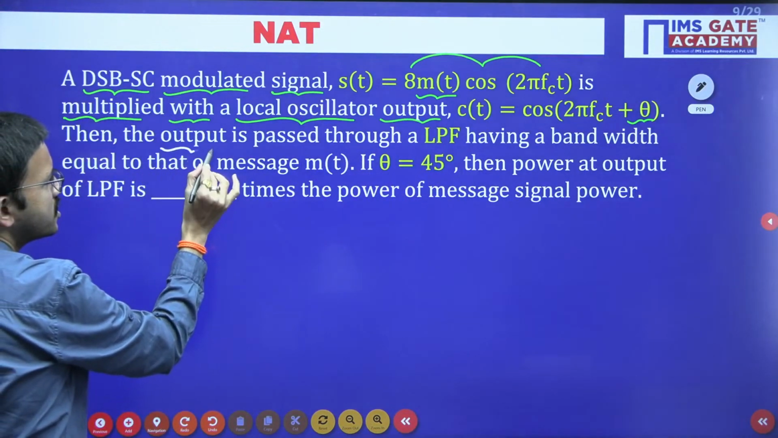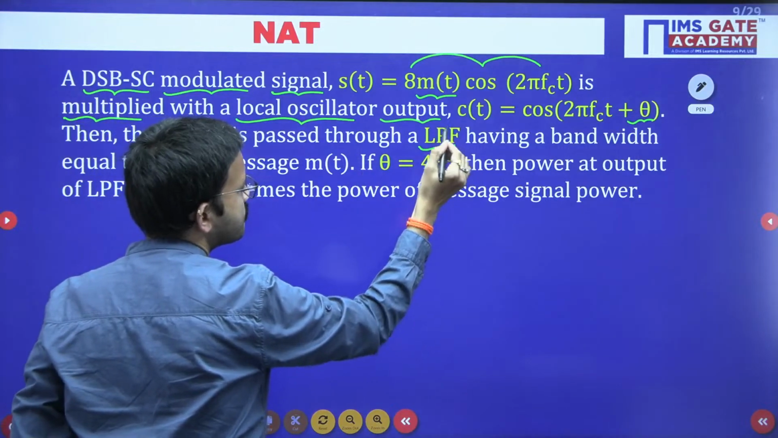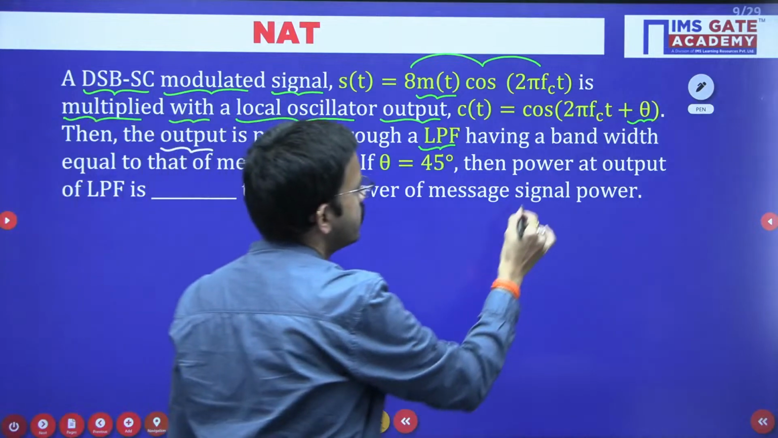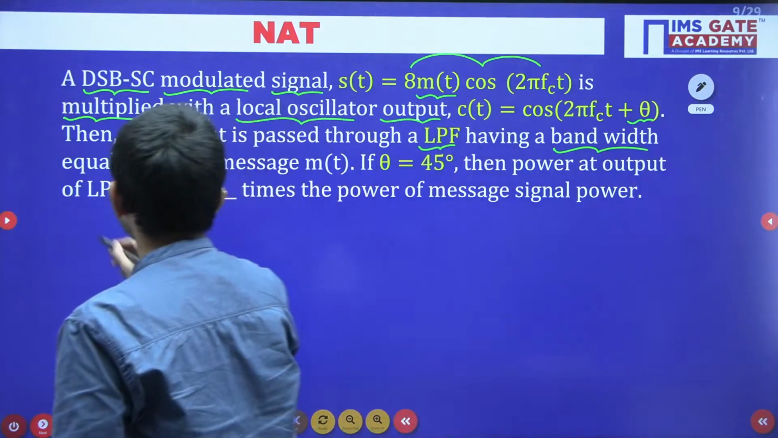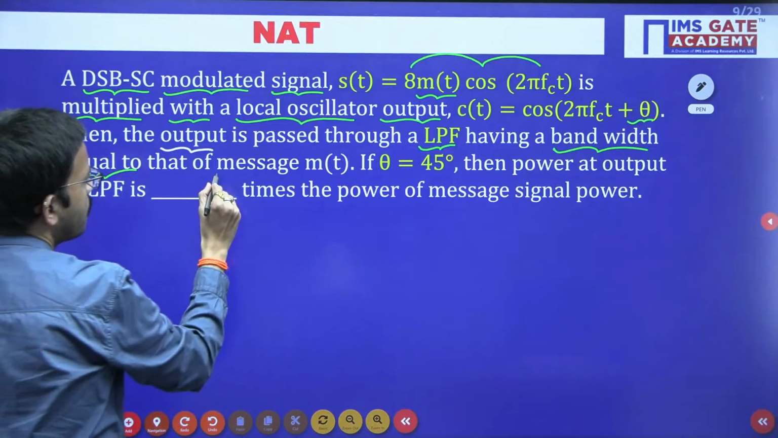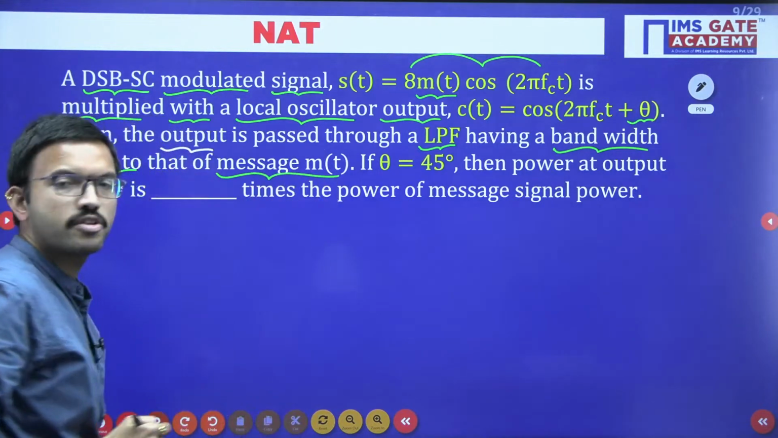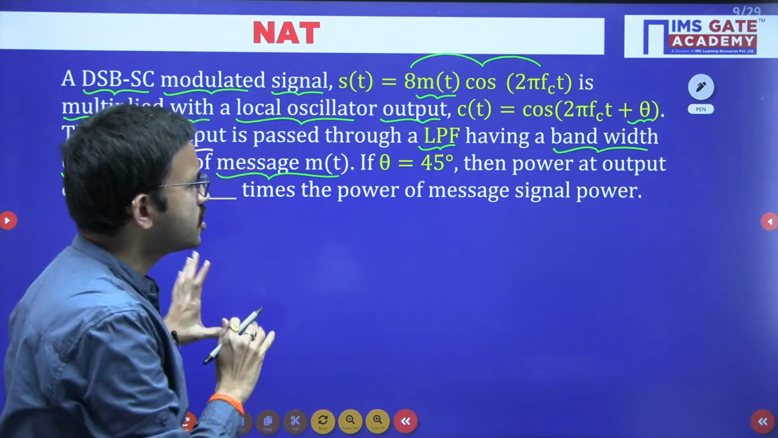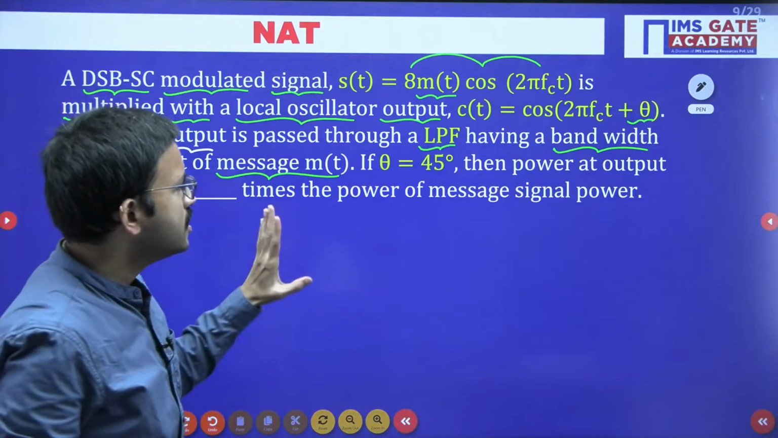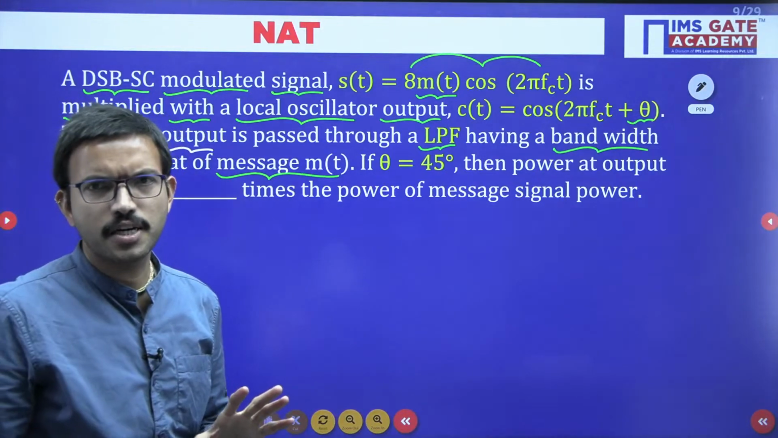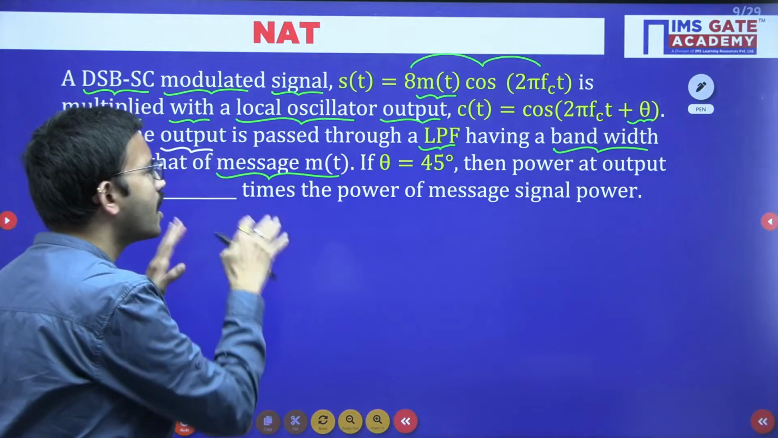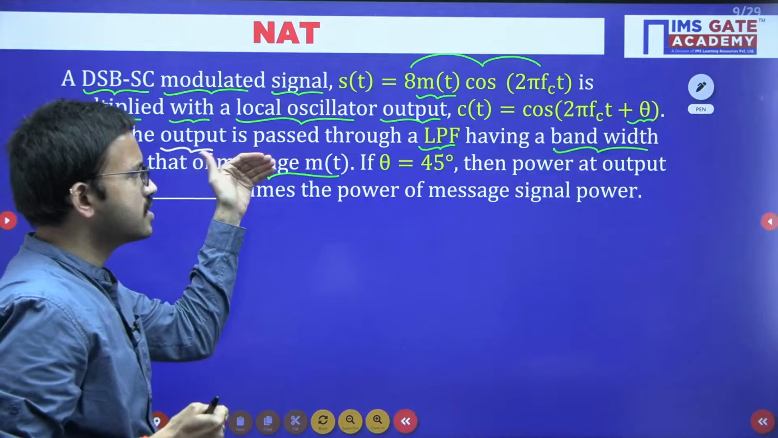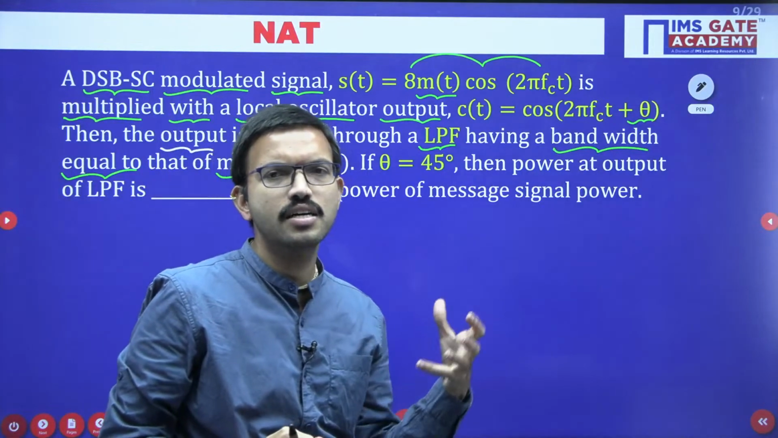Now the question is, after multiplying these two signals, the output that you are getting they have passed through a low pass filter. And in this question it is mentioned that the bandwidth is equal to that of the message signal m of t. In the previous question they gave the block diagram. In this question, without giving the block diagram, everything is mentioned in the question itself. If you read the question carefully, sentence by sentence, you will get the visualization.